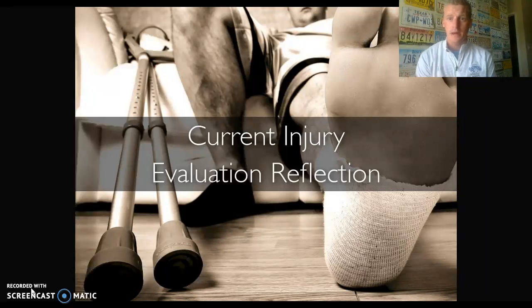So first is my current injury evaluation reflection. As a clinician, I think that the ankle is probably the strongest body region that I clinically perform. I feel confident with my clinical decision making and clinical expertise within the special tests to make a sound decision for either return to play, referral, or treatment considerations.